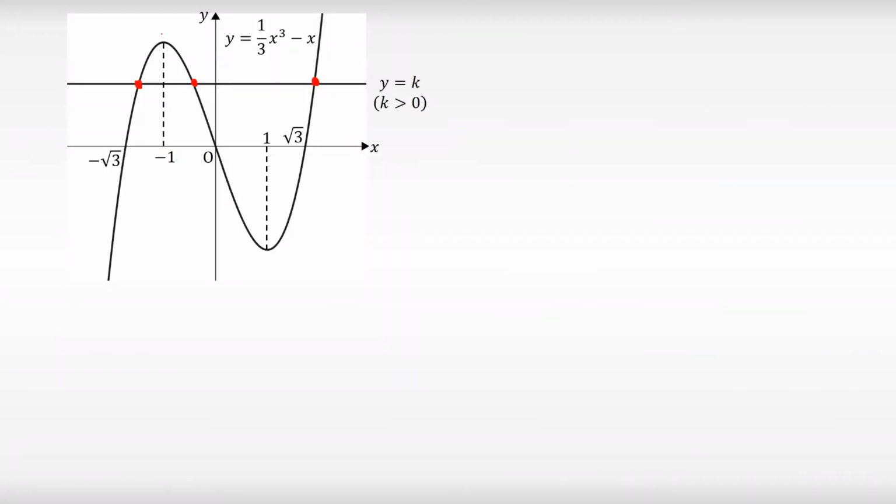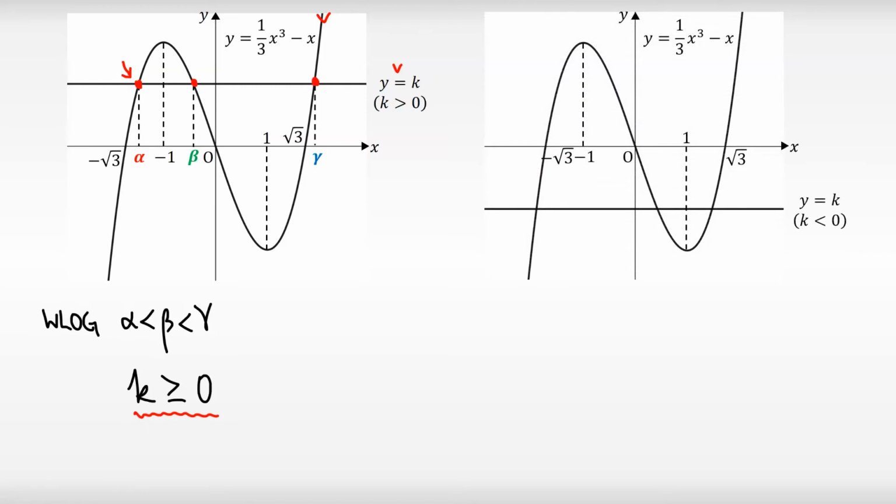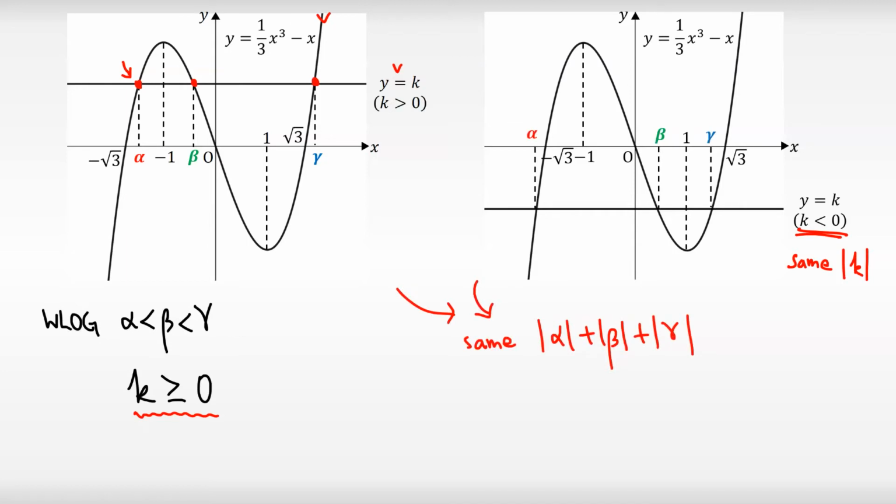Now, alpha, beta, and gamma are the x-coordinates of these intersection points between the graph of the cubic function and the line y equals k. And here, assume, without loss of generality, that alpha is the smallest root, and then beta, then gamma. Then, in this figure, the positions of alpha, beta, and gamma on the x-axis are like this. Also, we will assume that k is not negative because the case of negative k with the same absolute value as the previous one gives the same result for the sum of absolute values of the three roots, due to the symmetry of the graph with respect to the origin.